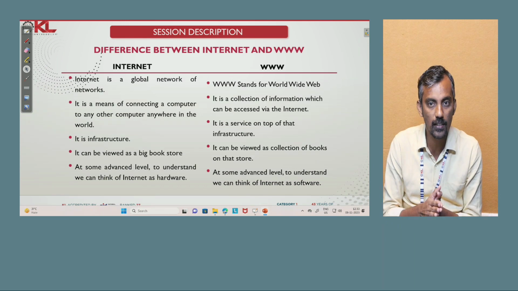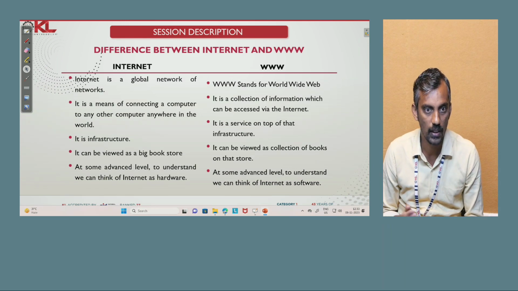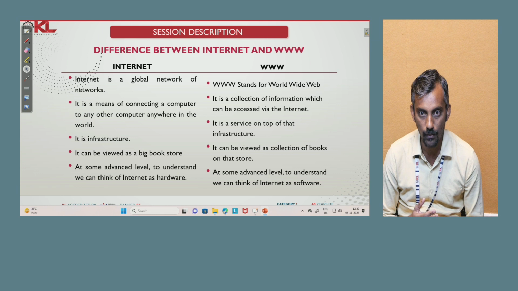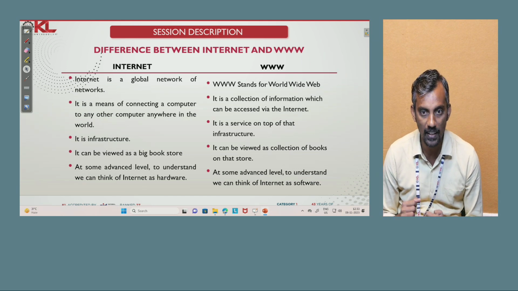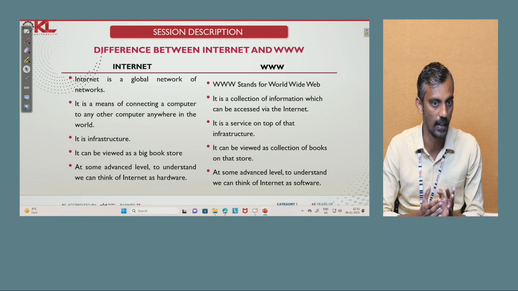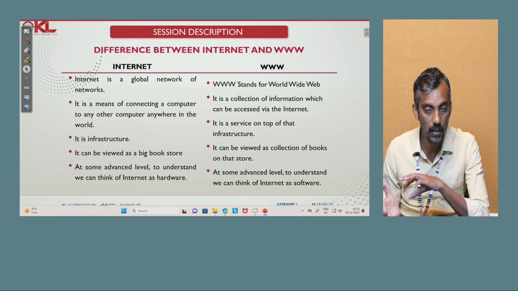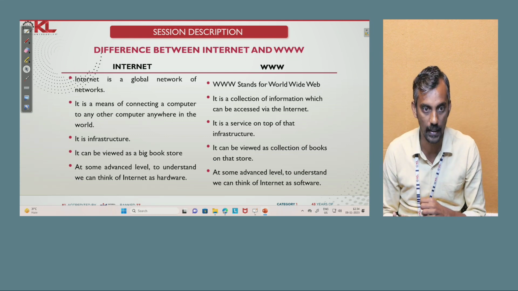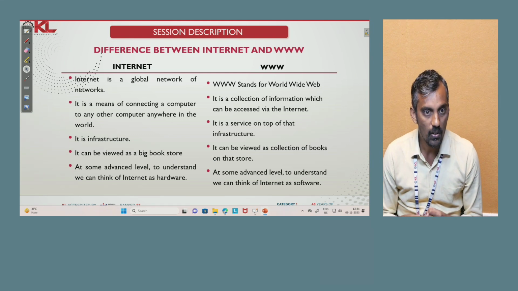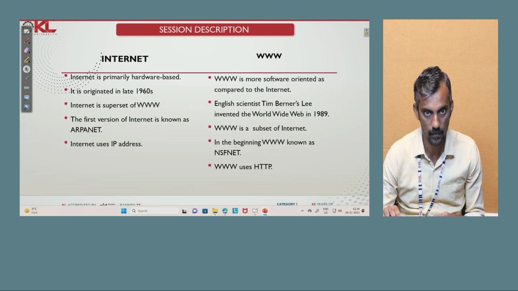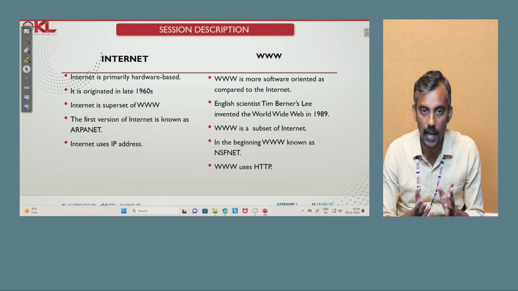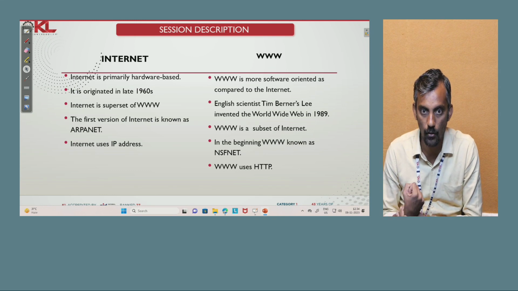Now, some differences between the internet and the WWW. The internet is a global network of networks. The WWW, the World Wide Web, is a collection of information which can be accessed via the internet. So here you can access data from the internet. The internet means connecting a computer to any computer anywhere in the world. The internet is hardware based and the WWW is software oriented.